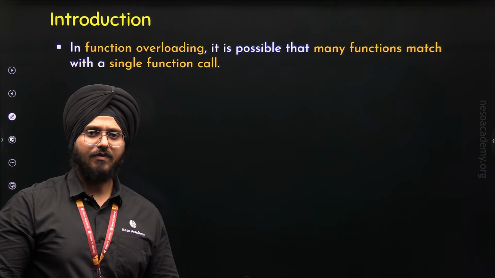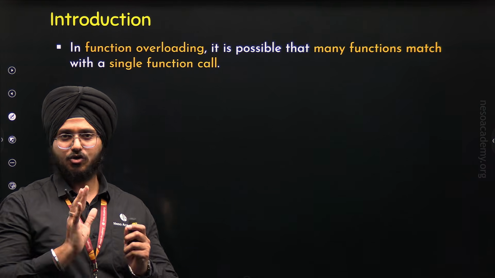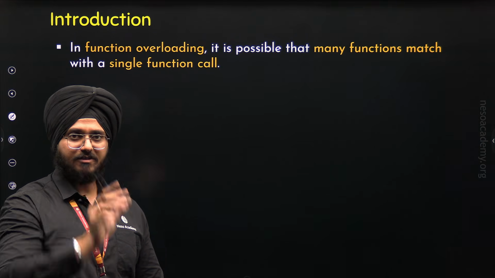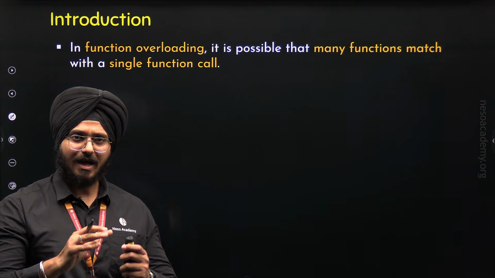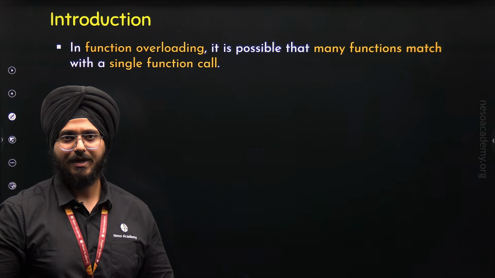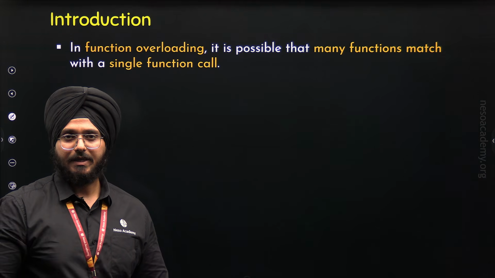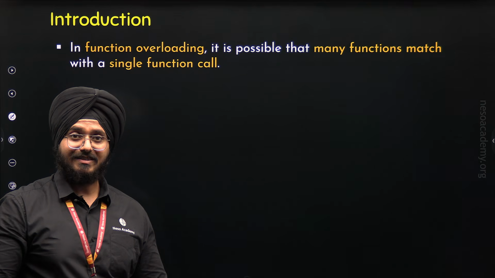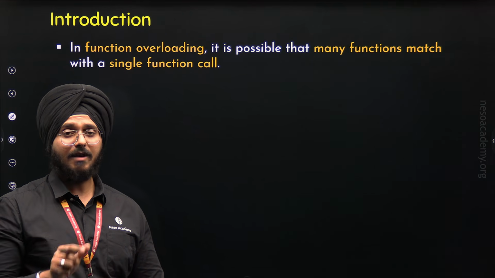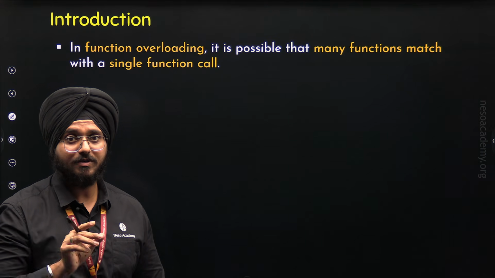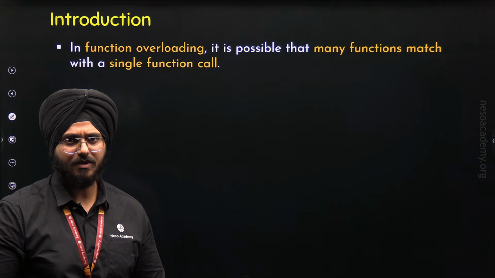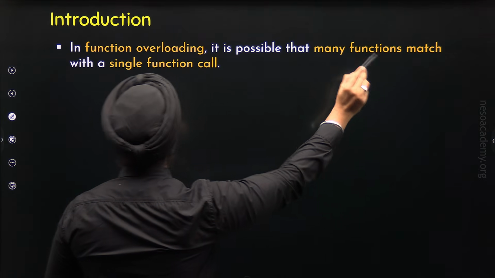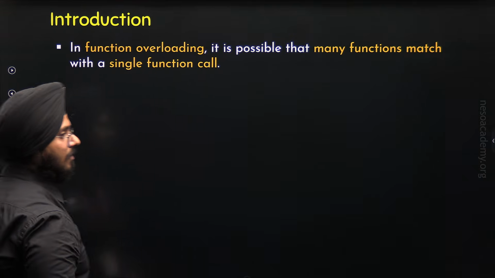We also learned that we can call an overloaded function. A specific function call matches with the specific function definition and that function will be called. But there is one more possibility. When we call a function, then it is possible that that function call can match with multiple function definitions. That is what I have mentioned here. In function overloading, it is possible that many functions match with a single function call.